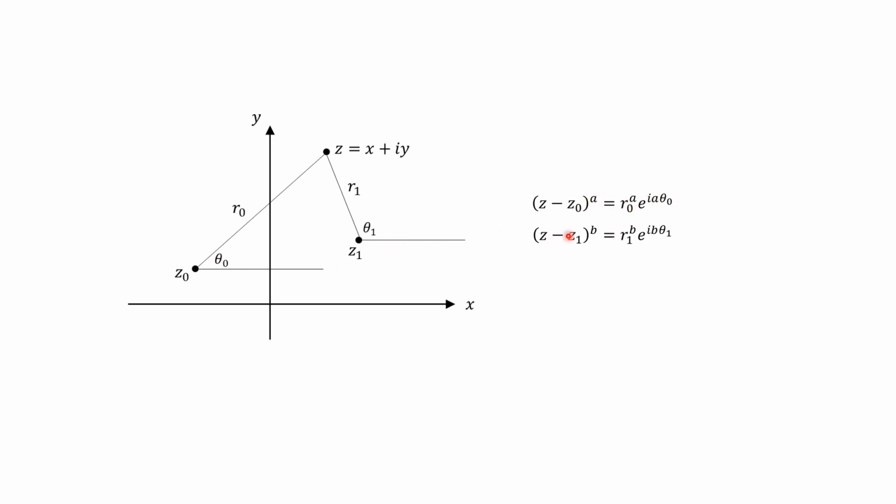And then we express (z − z₁)^b in terms of a coordinate system based at z₁. And this vector here is r₁ e^(iθ₁), and then we raise it to the b power, and we get this here. All right, so it's a little bit unusual. I haven't done that in any of the other examples, but it facilitates the arguments, which we're going to talk about on the next slide.